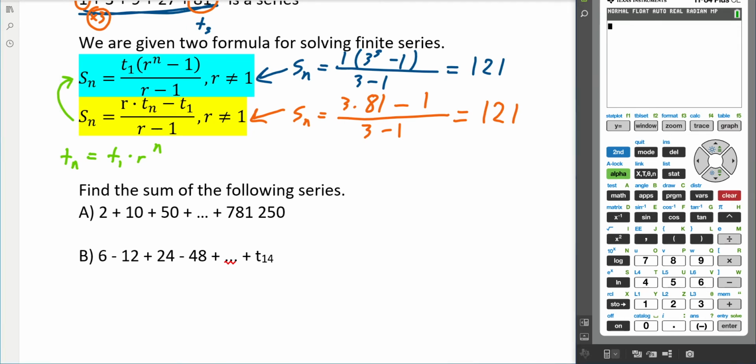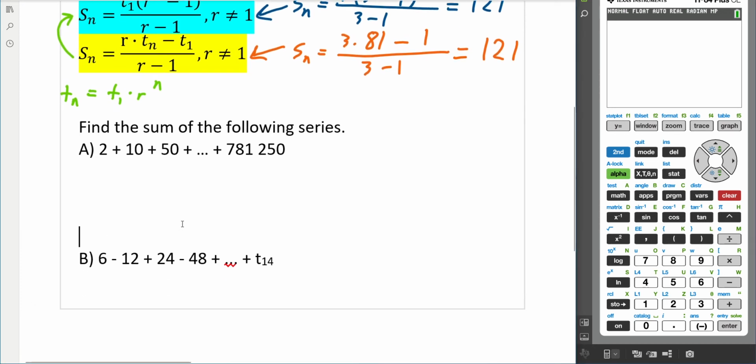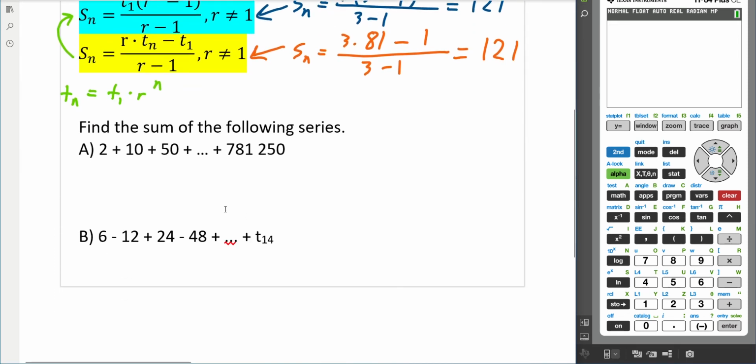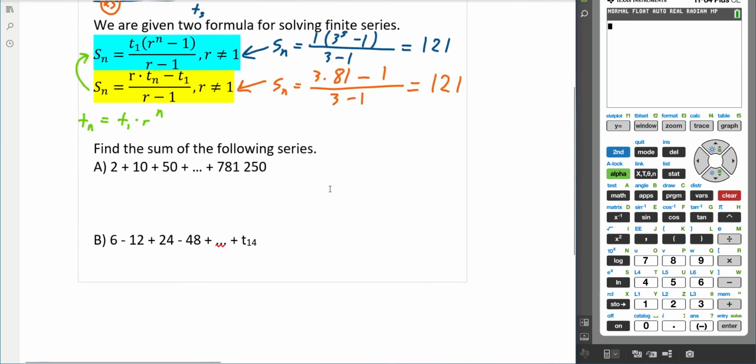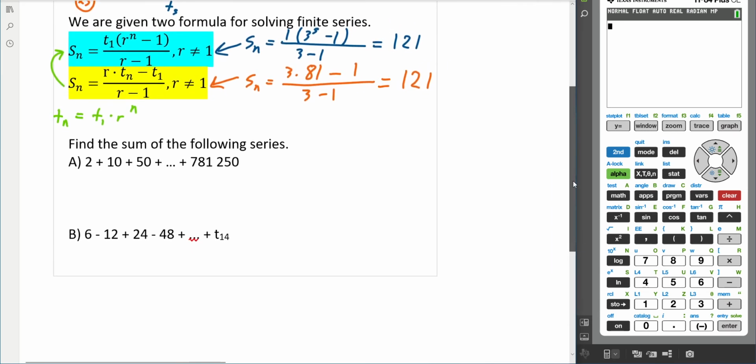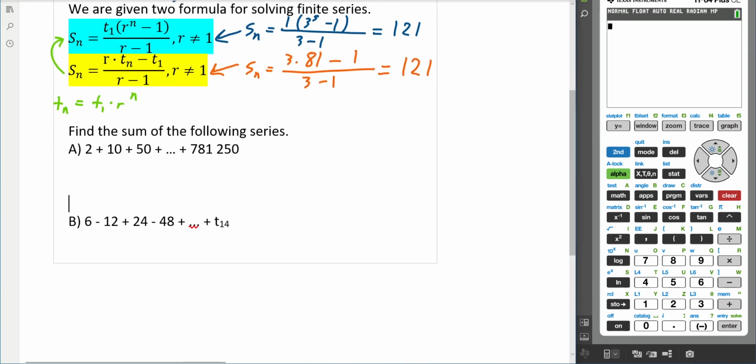All right, hopefully you had a chance to try it out. If not, make sure you pause it, try it out yourself, and see if you can solve it. I'm going to give myself a little bit of room to work with, but not too much. All right. Okay, so find the sum of the following series. So we have to pick which of the two equations we want to use. And how do we know? Well, we know because we have the final value. Because we have the final value, we want to use this formula, the yellow one.